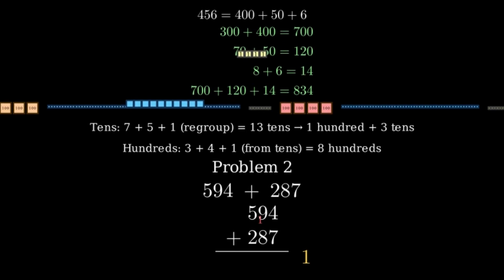Stack the numbers and add ones, then tens, then hundreds. For 594 plus 287, we start with ones. 4 plus 7 equals 11. Write 1 in ones place and carry 1 ten. Tens. 9 tens plus 8 tens plus the carried 1 ten equals 18 tens. Place an 8 in the tens place and carry 100. Hundreds. 5 hundreds plus 2 hundreds plus the carried 100 equals 8 hundreds. So the sum is 881.